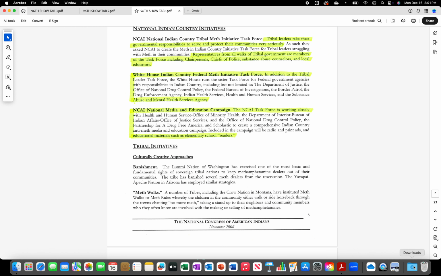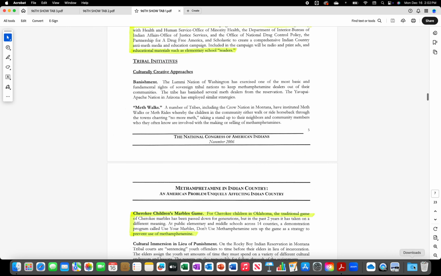NCAI, National Media and Education Campaign. The NCAI task force is working closely with Health and Human Services Office of Minority Health, the Department of Interior, Bureau of Indian Affairs, Office of Justice System, and the Office of National Drug Control Policy. The Partnership for a Drug-Free America and Scholastic to create a comprehensive Indian country anti-meth media and education campaign. Included in the campaign will be radio and print ads and educational materials such as elementary school readers.